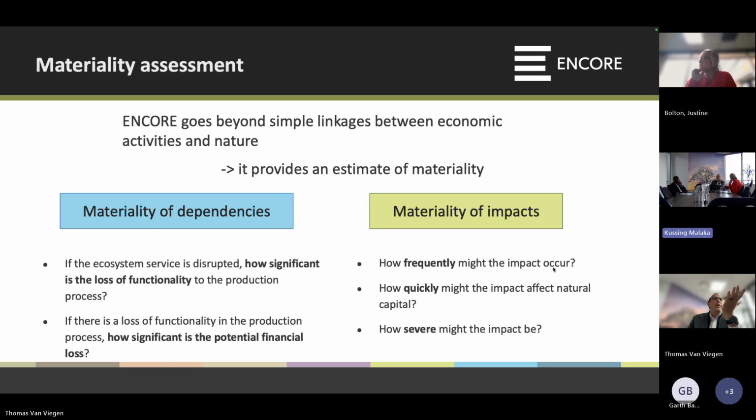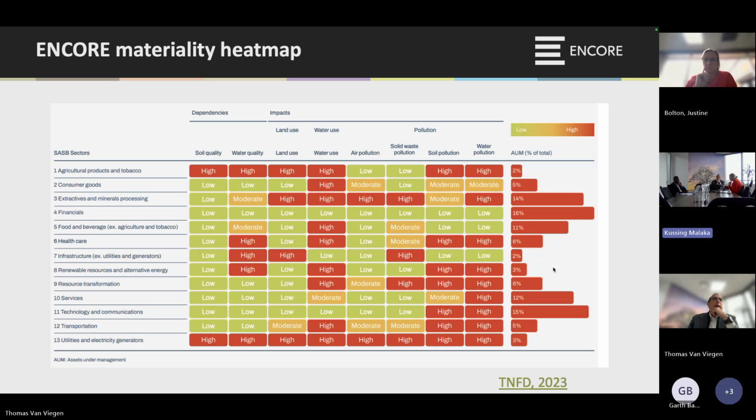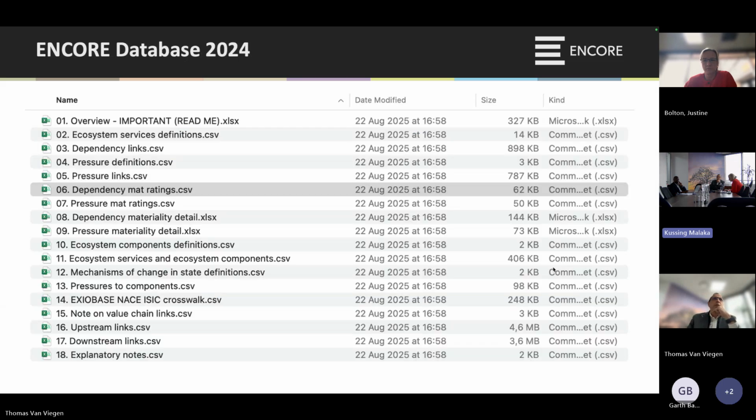So just in terms of materiality assessment, again, materiality of dependencies, it looks at materiality of impacts as well. Taking the Encore database, the database is in a CSV file, so you can extract that data, put it into a spreadsheet, and look at your different sectors. This was a study done by TNFD, where they mapped the ecosystem services against SASB sectors to understand what the materiality is, from low to high again, and assets under management of a specific client. So that was in the asset management space.